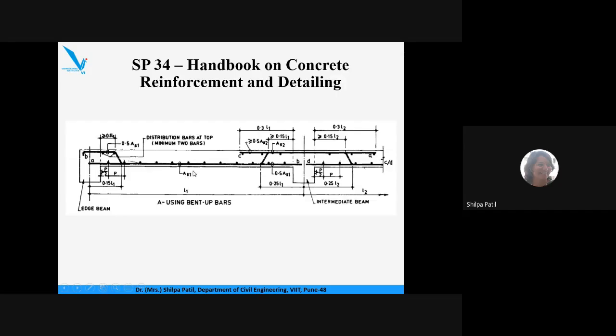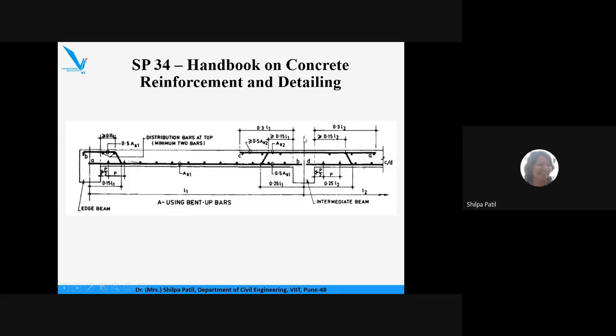Now this is the end span. For that, we have already discussed that the bars are bent at a distance of 0.1 L from the face of the support. From the center of the support, it is at 0.15 L. The bar is bent and extended in the compression zone, and a 90 degree bend is provided here as per the development length. Okay, this is for the end span or end support.